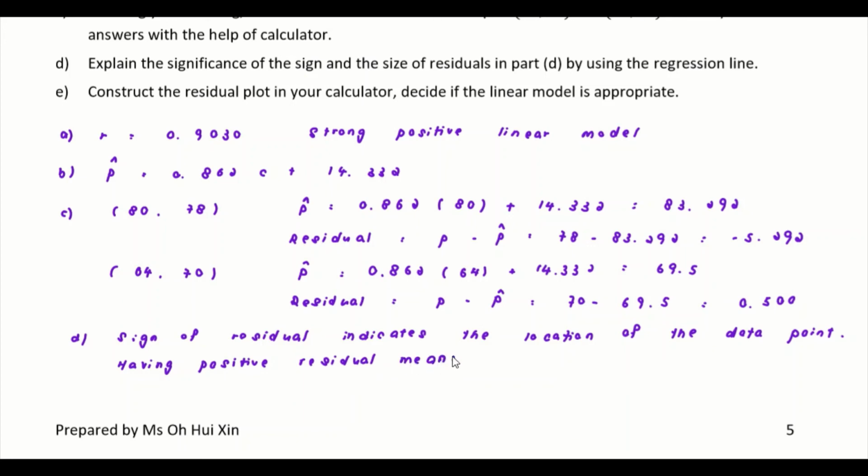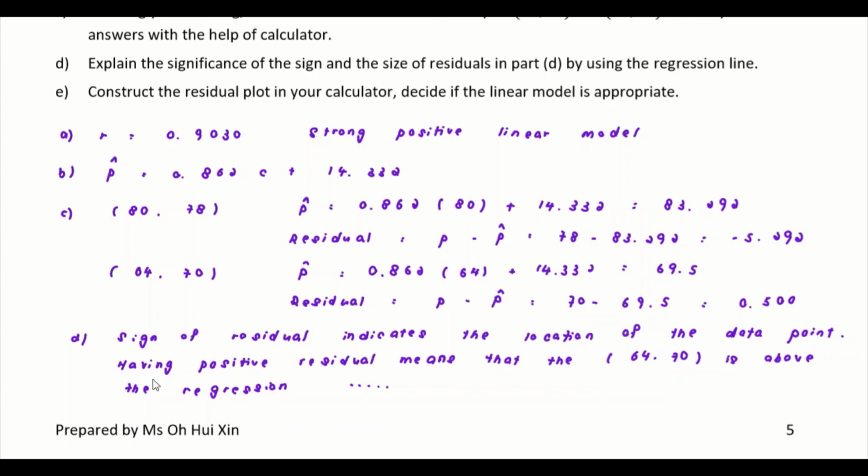I'm just going to read it out, then you try to write it down yourself. Sorry, this one is having a positive residual, which means 64 and 70 is above the regression line. It's a positive value, right? Then you continue to write it for the other pair. Having a negative residual means that the point of 80 and 78 is below the regression line. So this is about the sign.